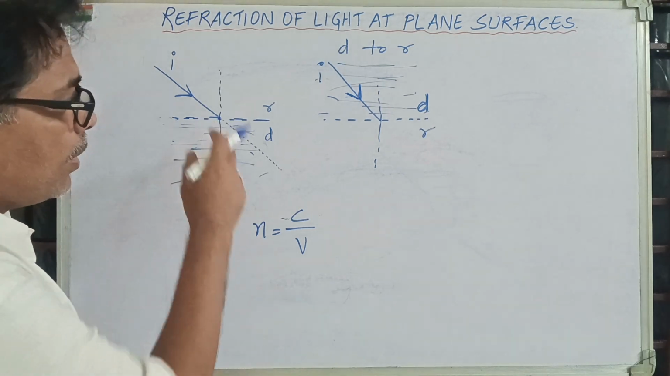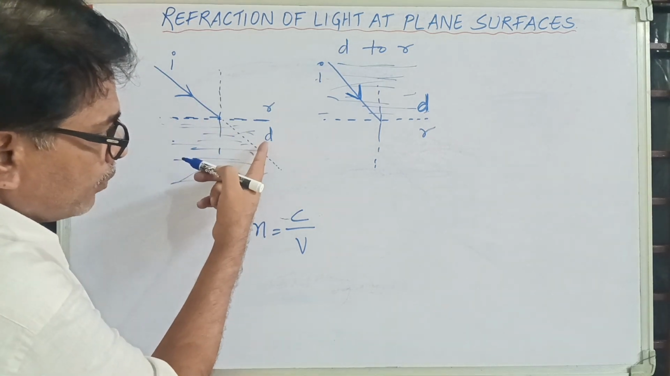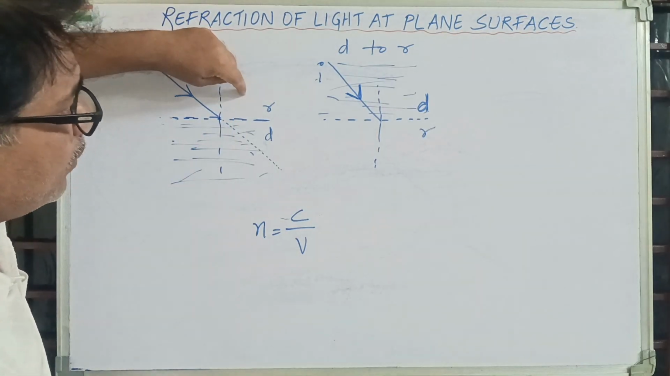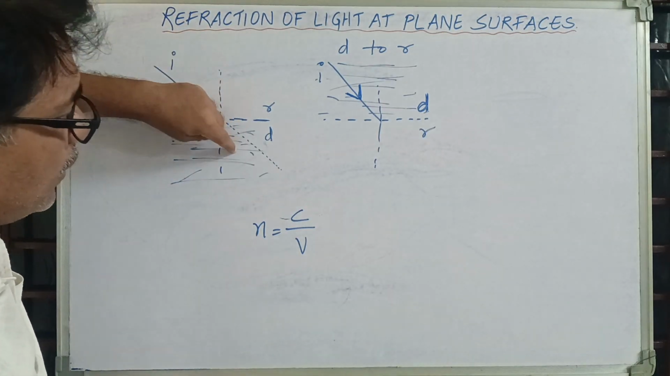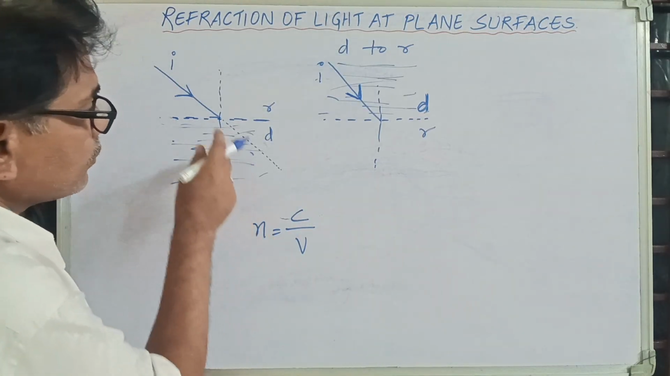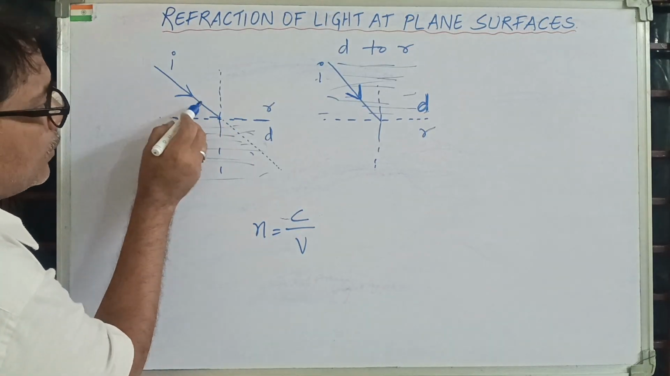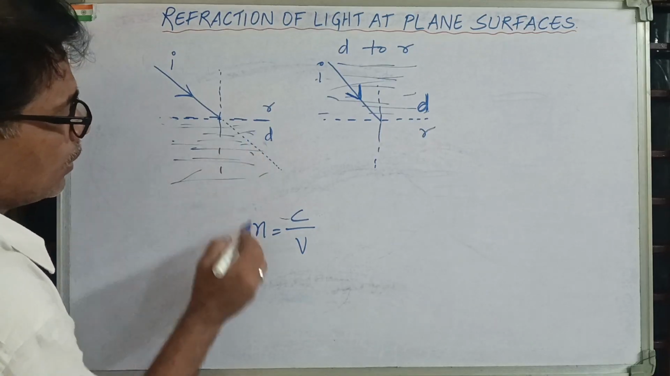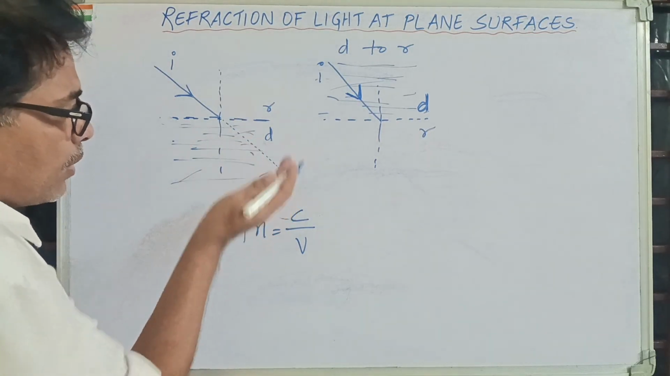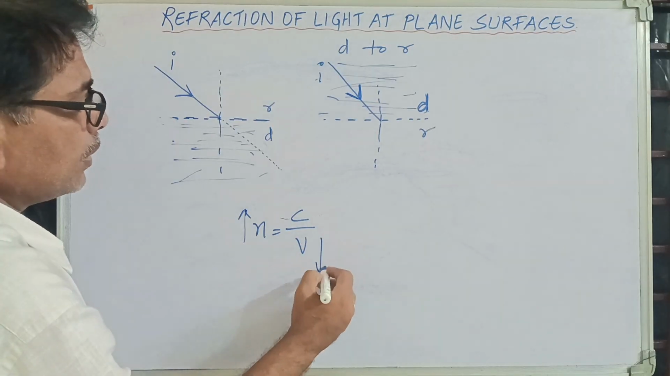Why will it be reduced? Because, as I told you, the refractive index of water is greater than air. The refractive index of air is 1 only. While the refractive index of water is 1.33, more. So when you compare along this line, R to D, the refractive index will increase when it comes from R to D. Refractive index increases, automatically velocity will decrease.